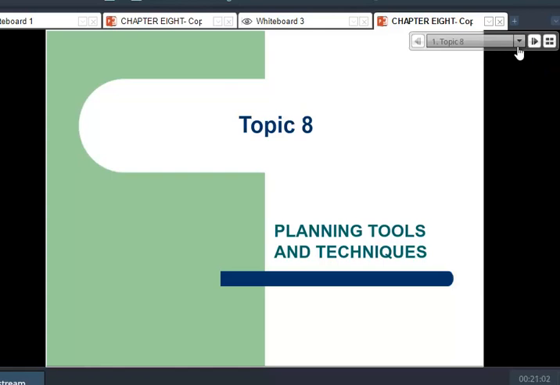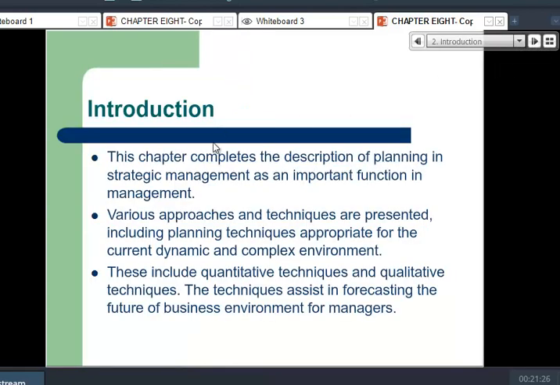So if you want to have proper and successful planning, we need to have some significant techniques that have been accredited, used, approved and experienced by many scholars, entrepreneurs and managers who have implemented such techniques in their company. So this chapter will complete the description of planning in strategic management as an important function in management.